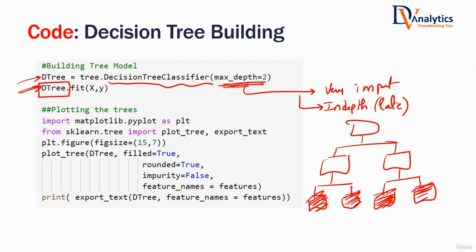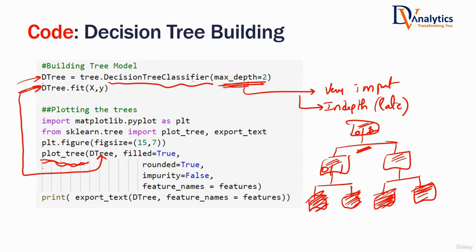This model object has the information: how many records are here, how many of them are 0, how many of them are 1, which variable was used here. All that information is stored in this model object. Then what do we do? We can use this model object with the plot_tree option. We will supply that model object to this plot_tree function.